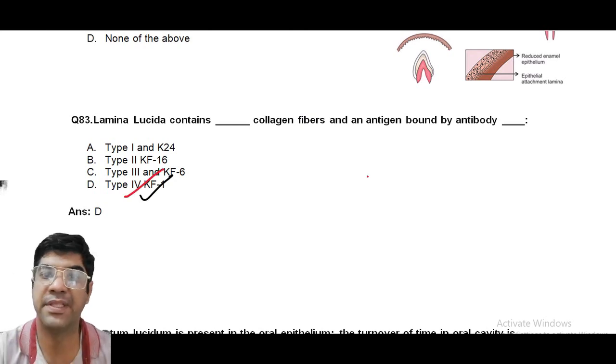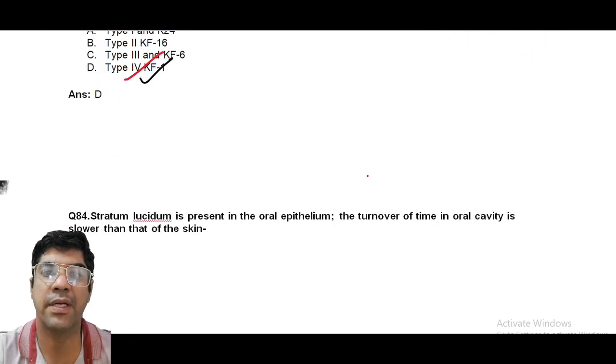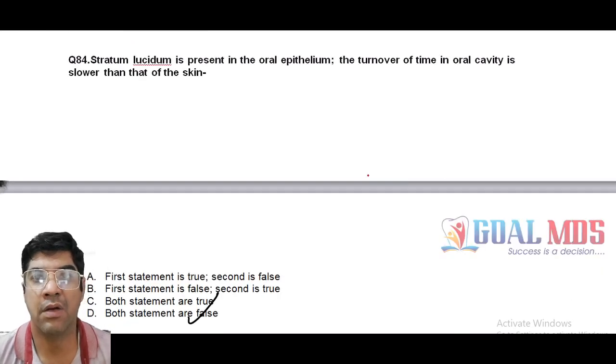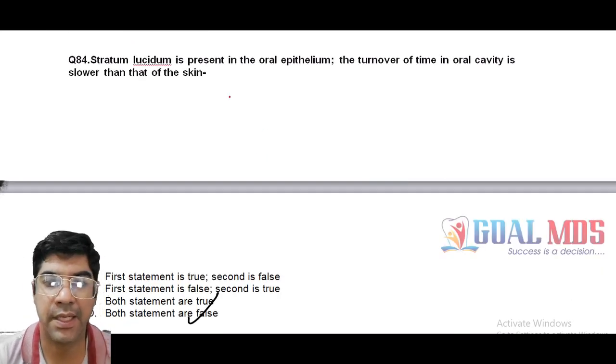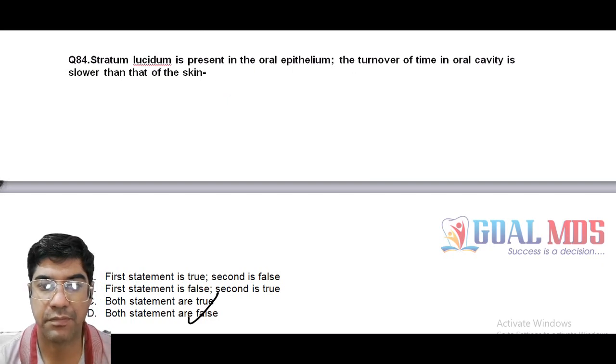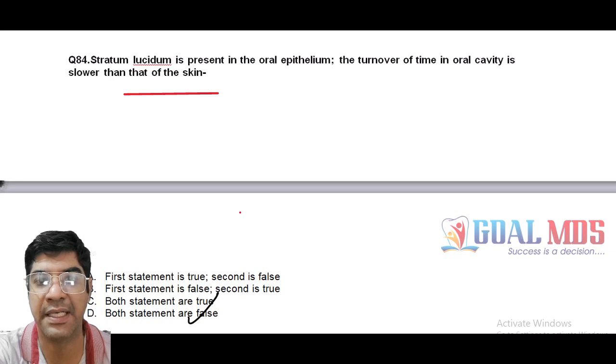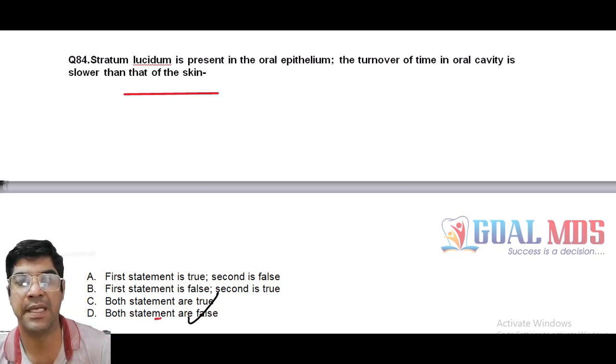Stratum lucidum, it is present in oral epithelium. The turnover time in oral cavity is slower than that of skin. So answer, both the statements are false. The stratum lucidum is present in oral epithelium. This statement is false. The stratum lucidum is a distinct layer that is found in the epidermis of skin, but it is not present in the oral epithelium.